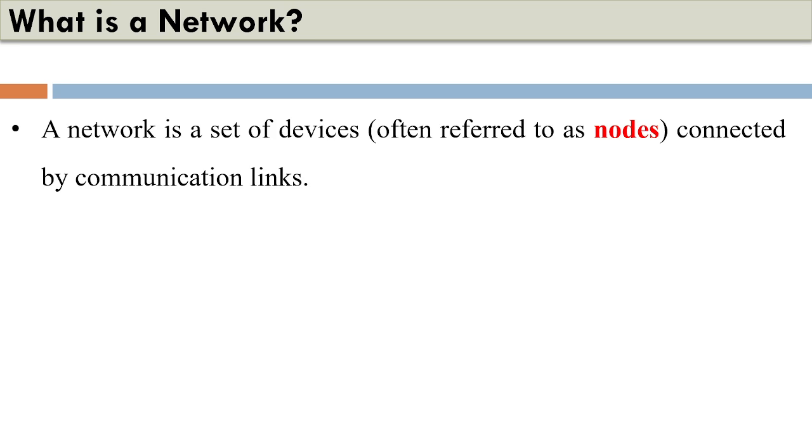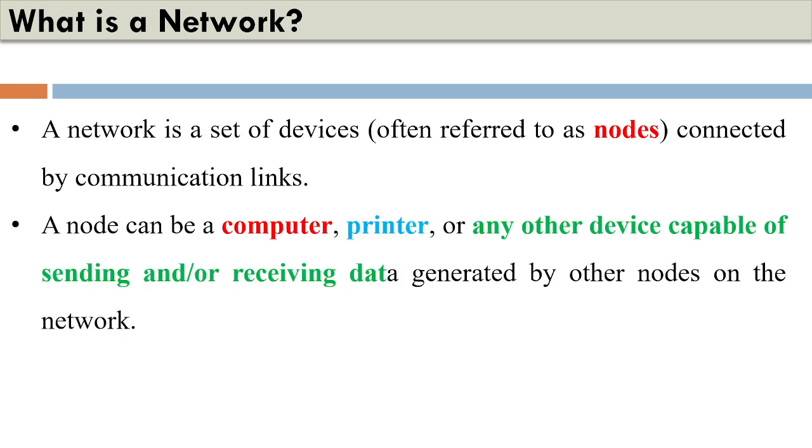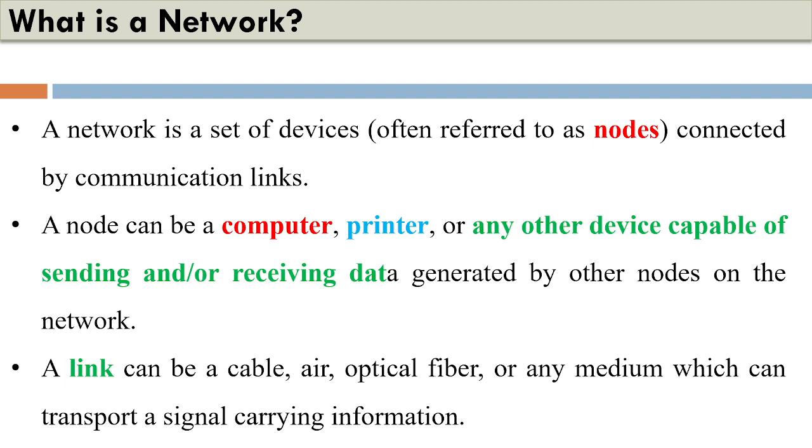Now, what is a network? If we think in basic terms, a network is a set of devices which are interconnected through a communication link. Often those devices are referred to as nodes. A node can be a computer, a printer, or any other device capable of receiving and sending data which is generated by other nodes. Now, between the nodes, there are certain links which are established. Those links can be wired as well as wireless.